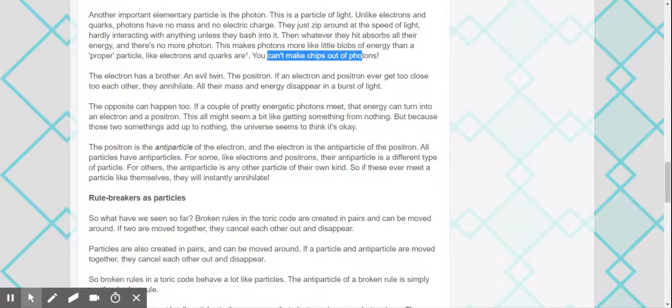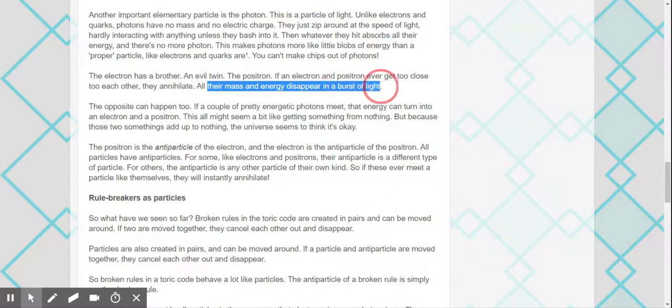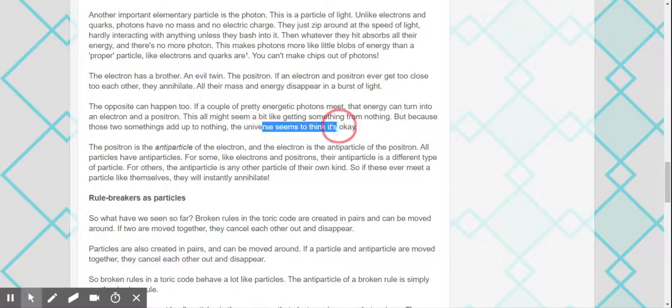If an electron and positron ever get too close to each other, they annihilate. All their massive energy disappears in a burst of light. The opposite can happen too: if a couple of pretty energetic photons meet, that energy can turn into an electron and a positron. This all might seem a bit like getting something from nothing, but because those two somethings add up to nothing, the universe seems to think it's okay.